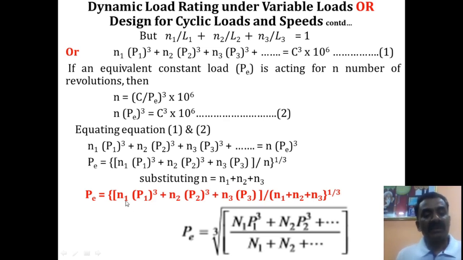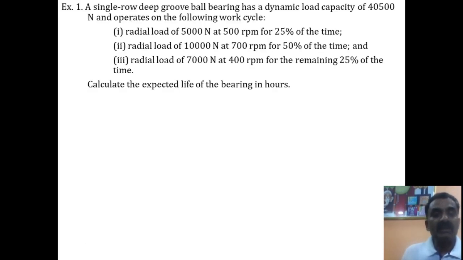So PE equal to N1 P1 cube plus N2 P2 cube plus N3 P3 cube upon N1 plus N2 plus N3, raised to 1 by 3. Or this is also written in another form, so that you will get the idea: PE is equal to the cubic root of N1 P1 cube plus N2 P2 cube, and so on, divided by N1 plus N2 plus N3. Here the small n1 is nothing but the capital N1. This is the equation using which we are able to find the equivalent dynamic load acting on the bearing when it is subjected to variable loads or cyclic loads.